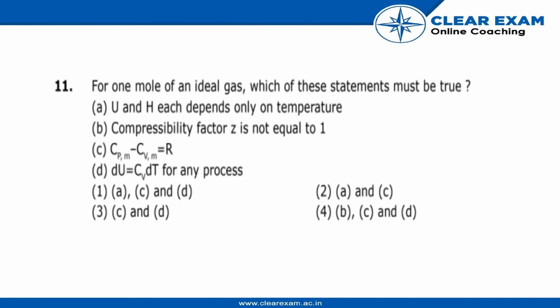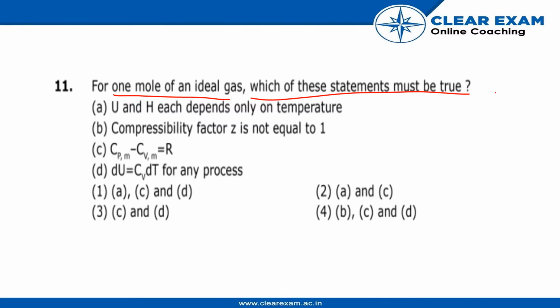So in this question we have 1 mole of ideal gas. Which of the following must be correct? So first is U and H each depend only on temperature. So it is correct, because an ideal gas has no intermolecular interactions.